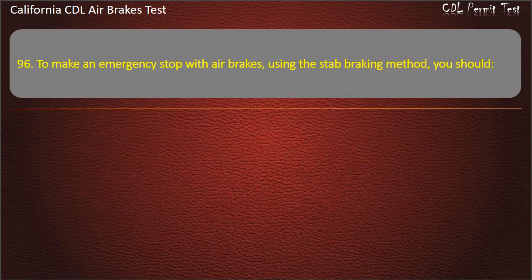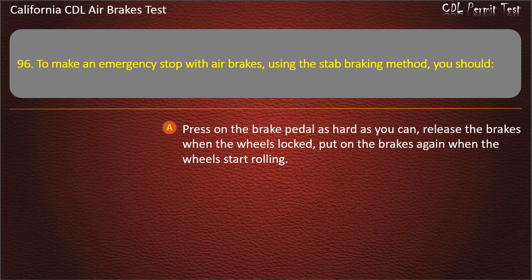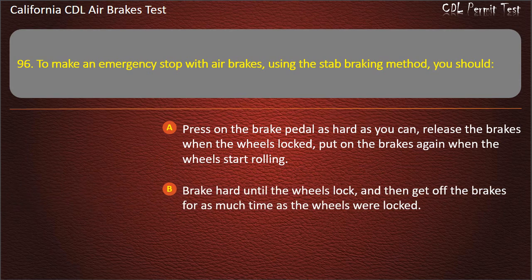Question 96. To make an emergency stop with air brakes, using the stab braking method, you should: press on the brake pedal as hard as you can, release the brakes when the wheels lock, put on the brakes again when the wheels start rolling. Brake hard until the wheels lock, and then get off the brakes for as much time as the wheels were locked. Pump the brake pedal rapidly and lightly. Answer. Press on the brake pedal as hard as you can, release the brakes when the wheels lock, put on the brakes again when the wheels start rolling.